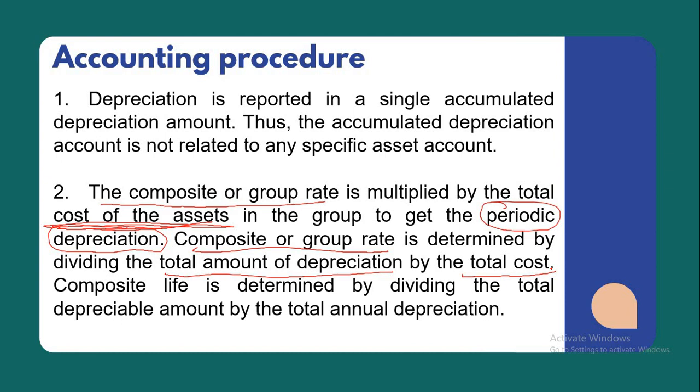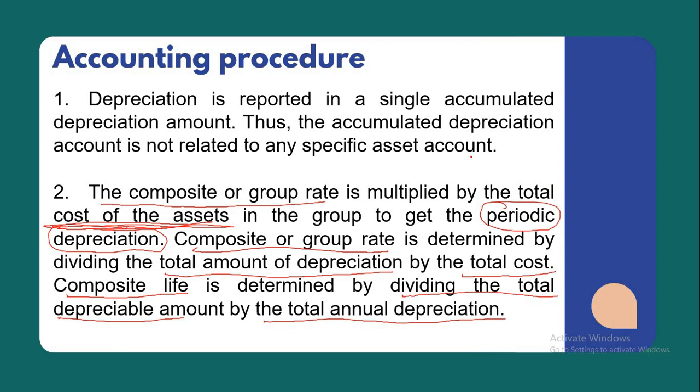Okay, so later on, naa tay formula ani. And the composite life or the group life is computed by dividing the total depreciable amount by the total annual depreciation. So again, the composite or group rate is computed as total amount of depreciation divided by total costs.